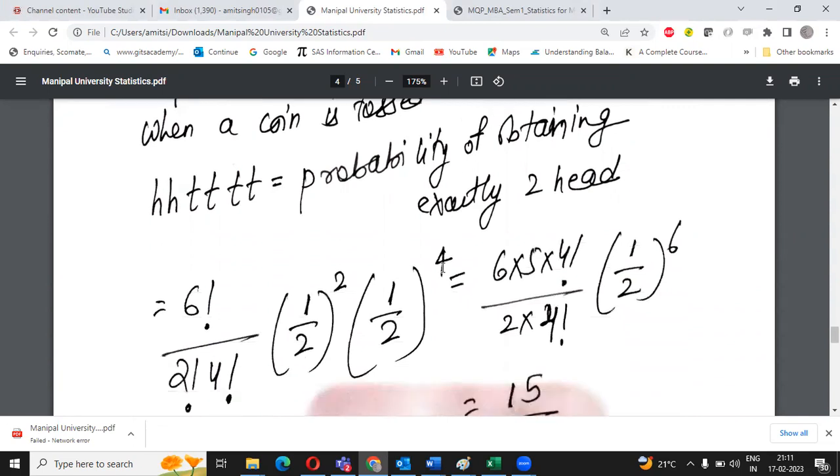So this required probability is nothing but, similarly, just think about how you will arrange this: 2 heads and 4 tails. This can be arranged in 15 ways.